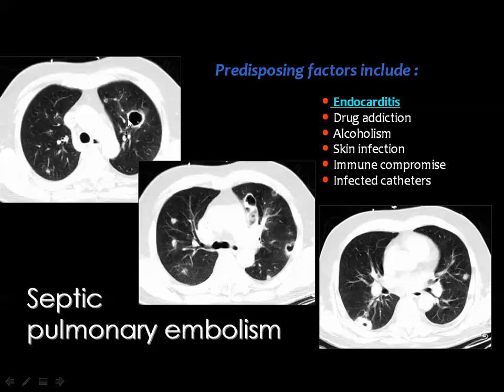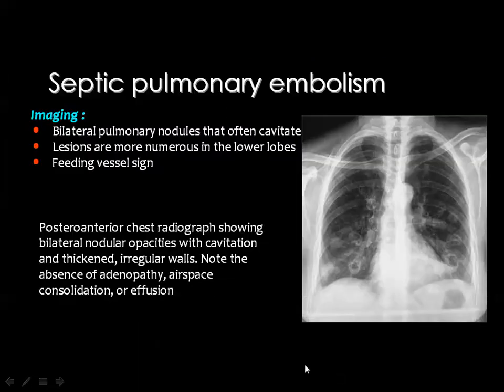They have a relatively thin wall, and they may contain air, or if they are large, they may show some air-fluid level, while the smaller emboli will appear as solid nodules. Then if you look at this chest radiograph, you can see multiple cavitating pulmonary nodules scattered throughout both lung fields.